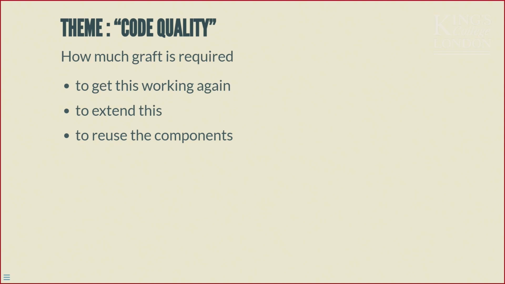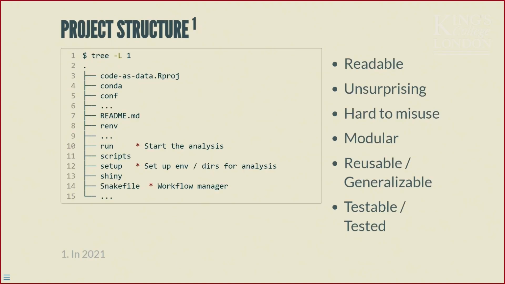So to fit in with this talk, I wanted to work out how much graft would be involved to get that project working again, to make it such that we can extend it and reuse the components within it. And it was a surprising lot for something that I thought at the time I'd written pretty well. The project structure looks like this. The most important thing in there is the scripts directory.